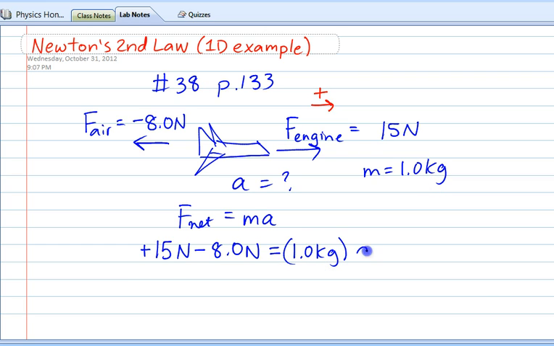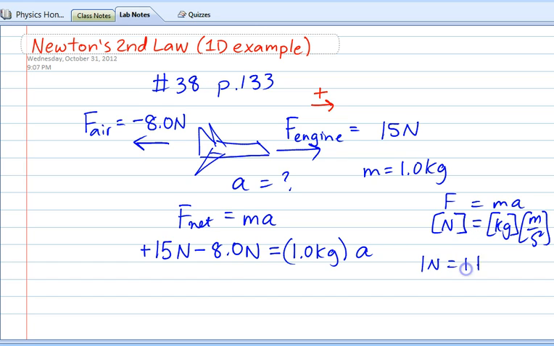And then we're trying to find the acceleration. Just as a quick aside, in the equation F equals ma, we are talking about units of newtons, kilograms, and meters per second squared. That's kind of the definition of a newton: 1 newton is 1 kilogram accelerated at a rate of 1 meter per second squared.